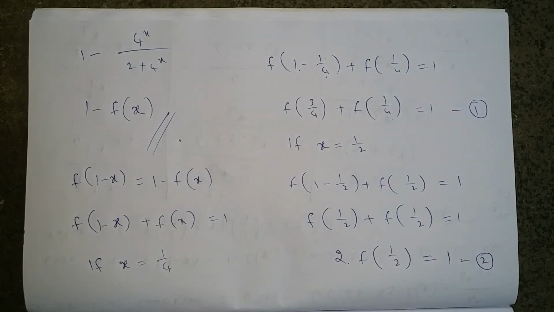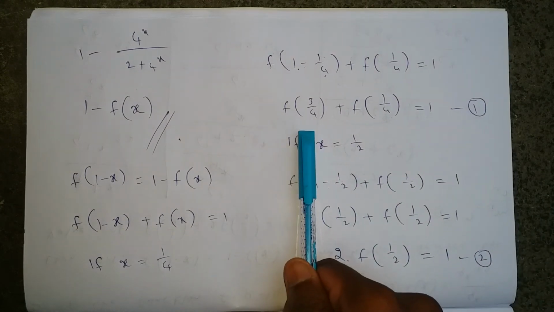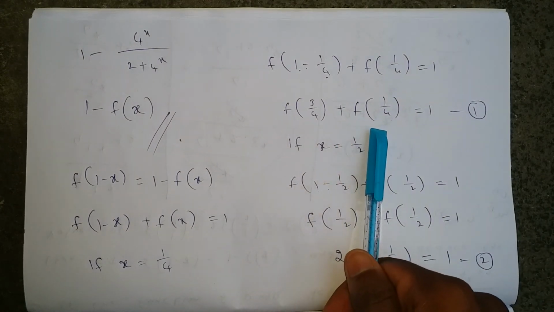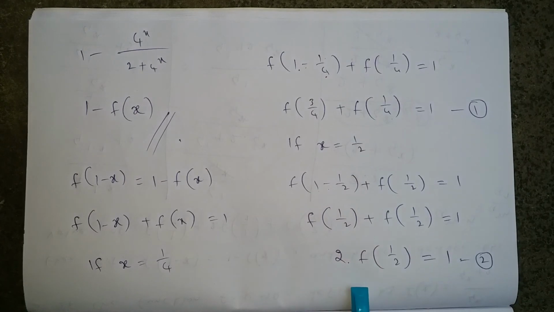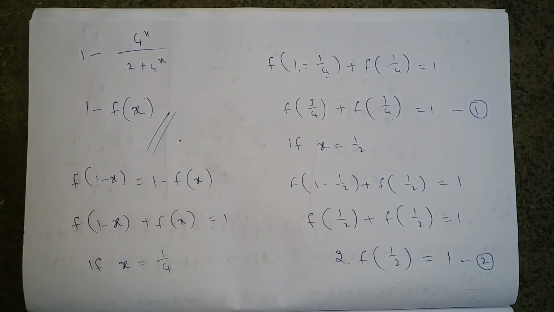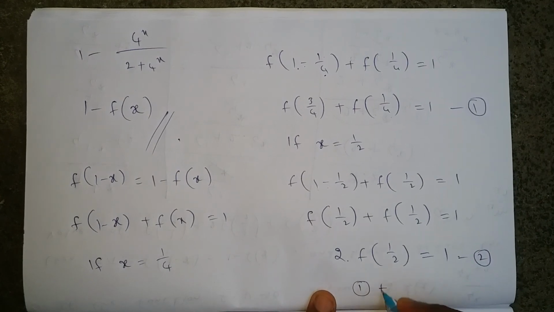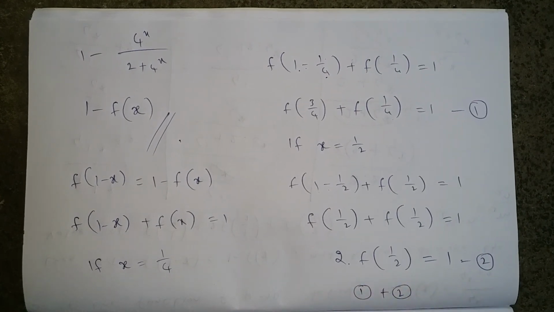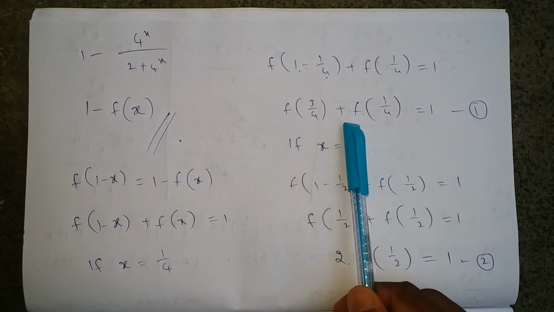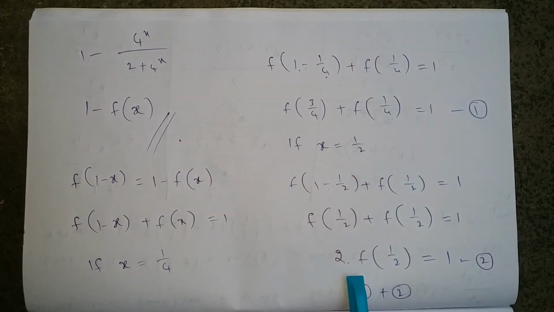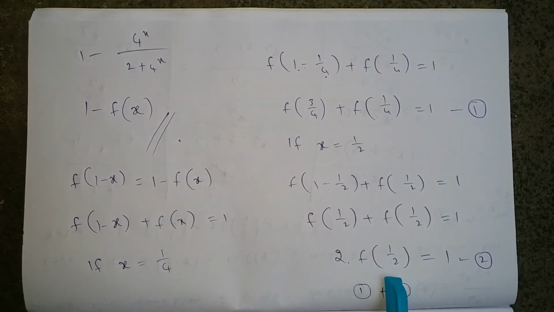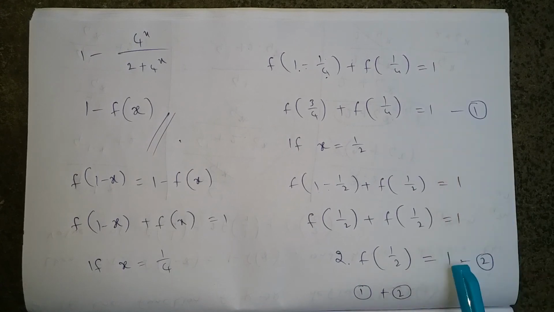So what is he asking to find? He is asking to find the value of f of 3 by 4 plus f of 1 by 4 plus 2 into f of 1 by 2. So what I will do? I will add these two equations, equation 1 plus equation 2. So what we will get then? f of 3 by 4 plus f of 1 by 4 plus 2 into f of 1 by 2 is equal to 1 plus 1. 1 plus 1 is nothing but 2. So the final answer is 2.